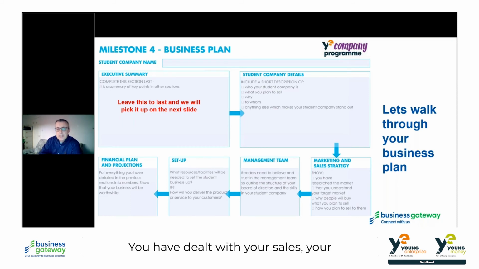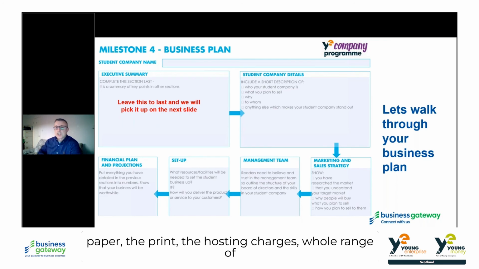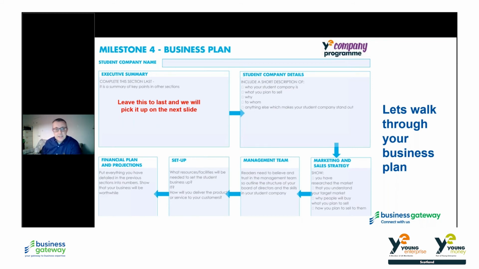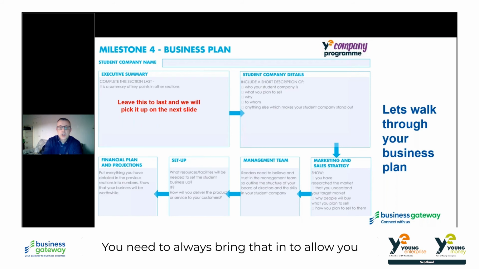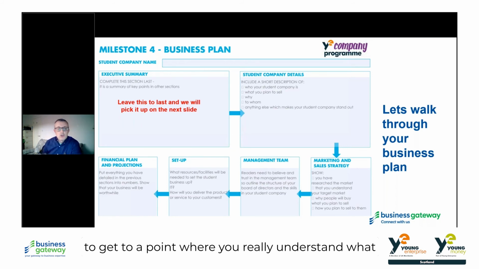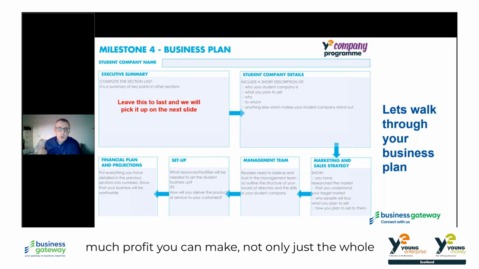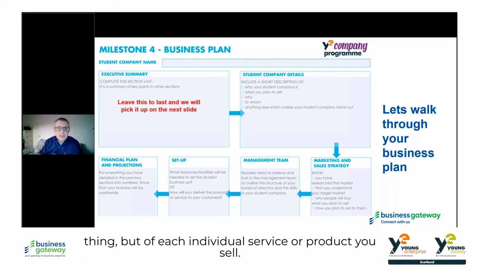So you've dealt with your sales, your direct costs of sales, and now you're going to look at overheads. So the paper, the print, the ink, the hosting charges, whole range of things. Maybe it's buying a couple of Google ads. You need to bring all that in to allow you to get to a point where you really understand the true financial money in, financial money out, and how much profit you can make, not of just the whole thing, but of each individual service or product you sell.